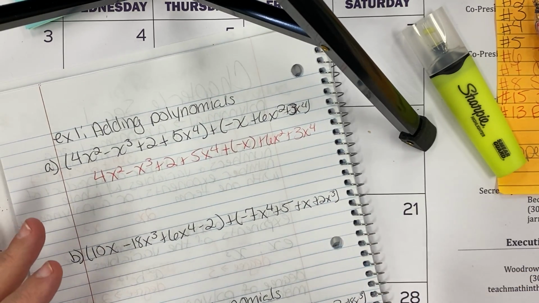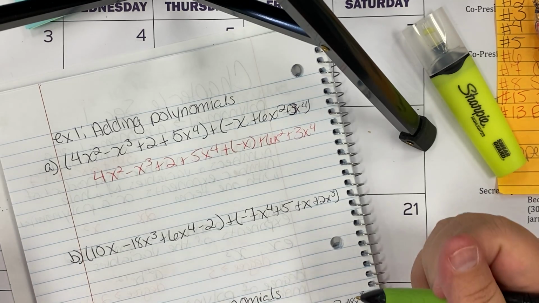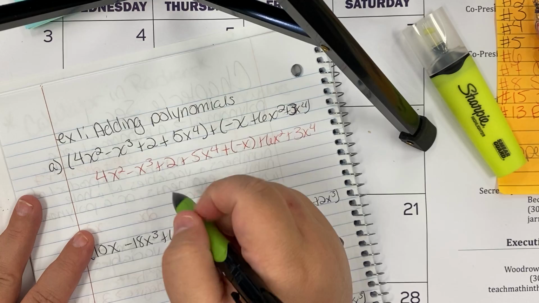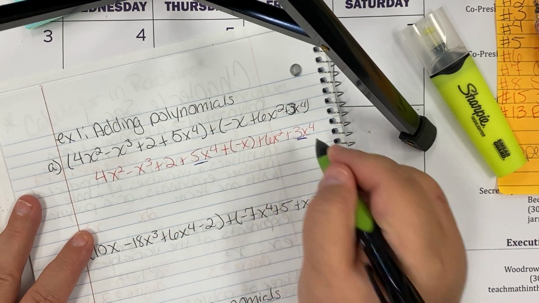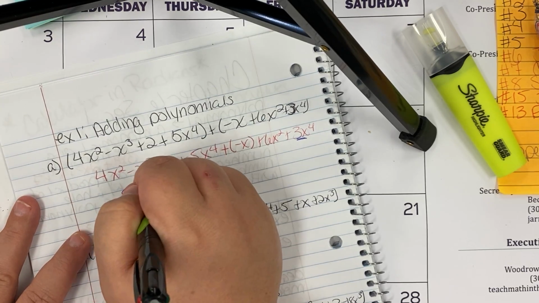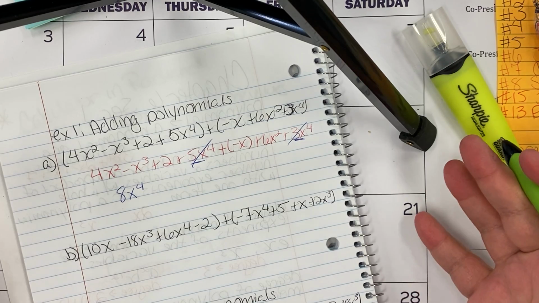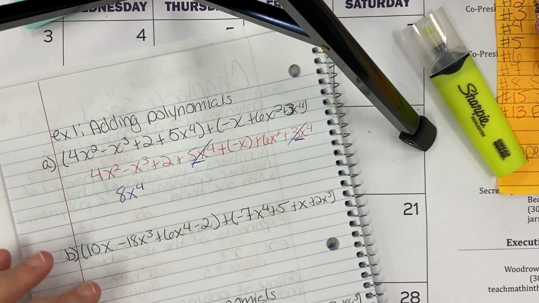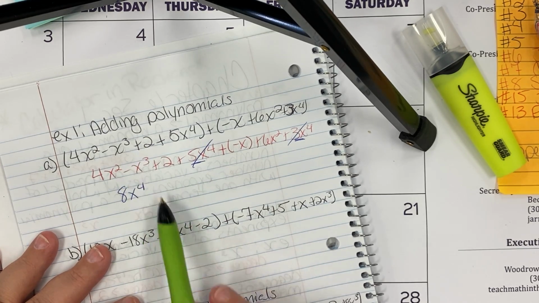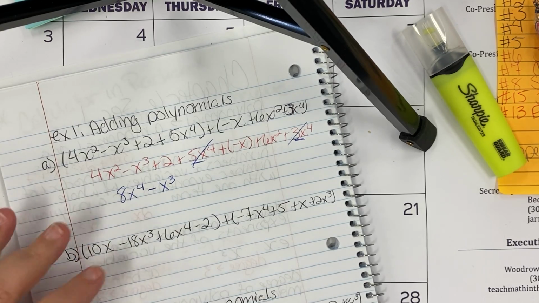So once you have that, you always want to write your polynomial with the highest degree first, so with the highest exponent first. So I have a 5x to the fourth, and I have a 3x to the fourth. So 5x to the fourth plus 3x to the fourth is 8x to the fourth. That'll be my first term. Once you're done with them, you can cross them off. So that way you know that you've already added those together. So the fourth was my highest, so let's look for the third. Do I have anything else that goes with that negative x to the third? I do not. So 8x to the fourth minus x to the third.